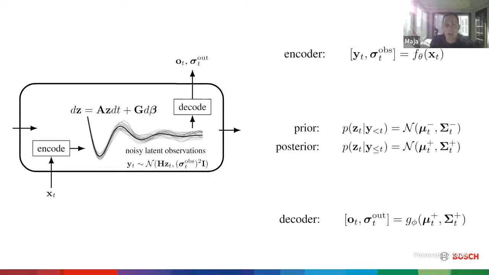And then finally, at each time point, there's also a decoder which maps the posterior mean and covariance to a desired output.